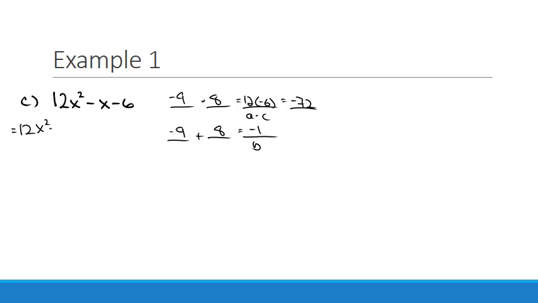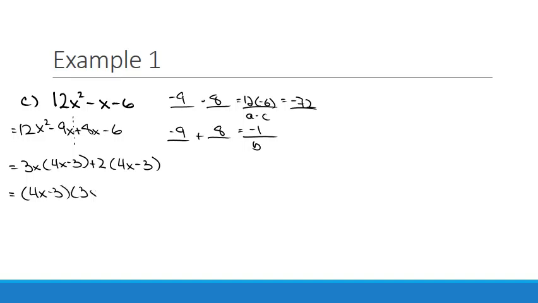12x squared minus 9x plus 8x minus 6. Again, you could have put the plus 8x first, the negative 9x second. There's my imaginary line. Pull out my GCF, 3x. I get 4x minus 3 left over. In this one, my GCF would just be a positive 2. So then I get 4x minus 3. My brackets match, so I'm happy. 4x minus 3, 3x plus 2. Awesome.